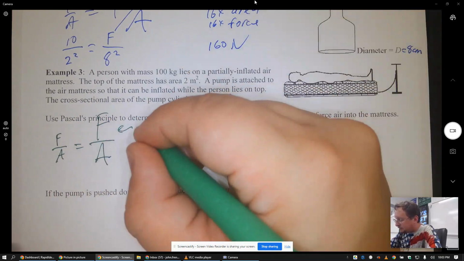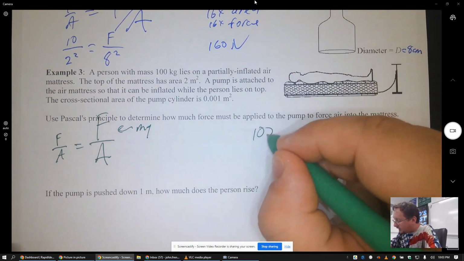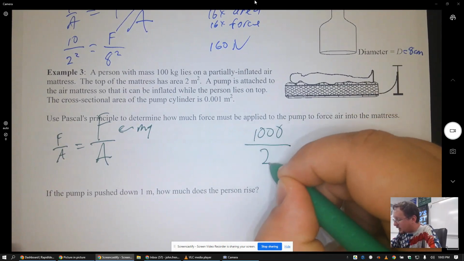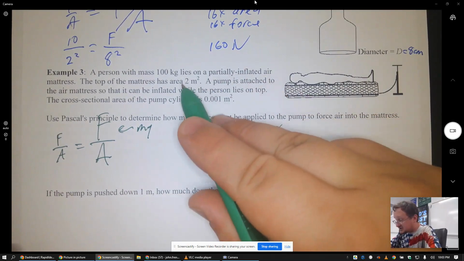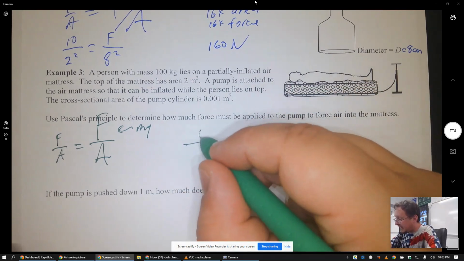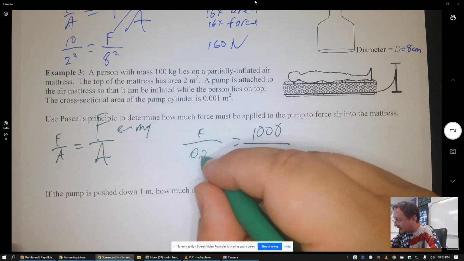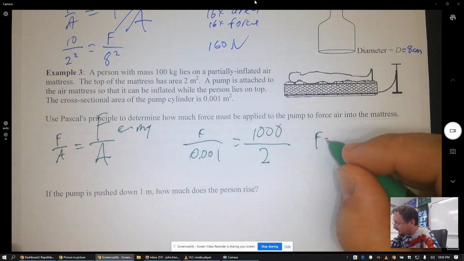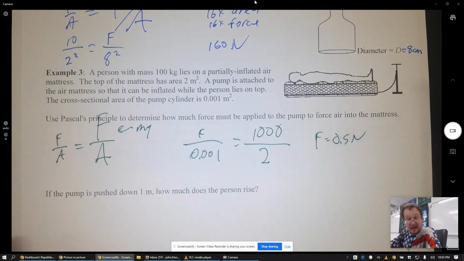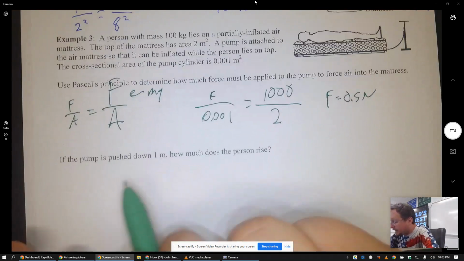Now, the force of this person is mg. So their force is 1,000 newtons, and they're lying over 2 meters squared. Remember, the area is just 2, not 2 squared. It's just 2 meters squared. Your student's going to be confused by that. And then force, and then this is 0.001. So if you cross multiply that over, you get a force of half a newton. And that's why it's so easy to push that pump.